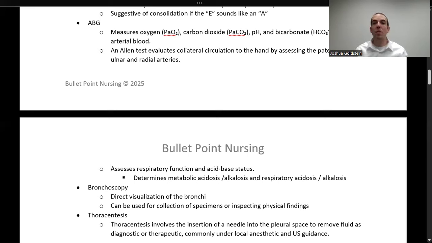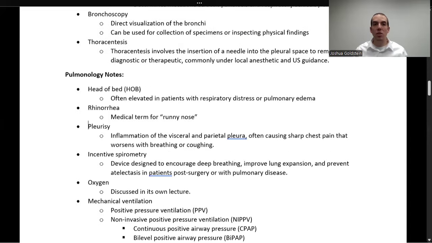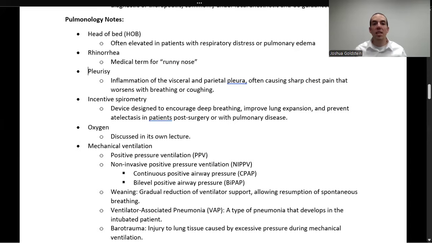This could be therapeutic if the patient has fluid built up in there. We're going to talk about that in a few minutes. Or it could be diagnostic, where we just want to get a sample of that fluid and get it tested to figure out what's going on. Usually this is done under local anesthesia. We just numb the area and we use an ultrasound to show us exactly where to poke. A few last notes, and then we're going to go into all the different pulmonary diseases.